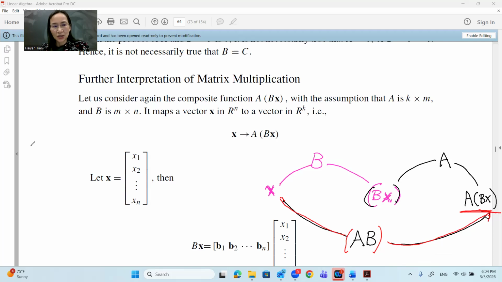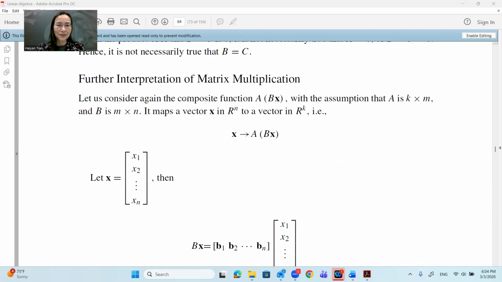So the mapping that AB defines is equivalent to two maps. First, you apply B to get BX, then you apply A onto this image. After you get BX, you apply A, and you get A on BX. AB will be equivalent to that.